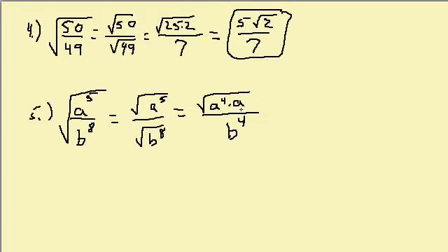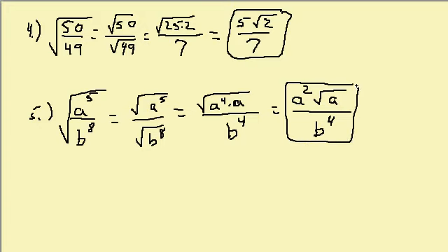And then up here in the numerator, well, 2 goes into 4 evenly, but 2 does not go into 1 evenly. This a here has an exponent of 1. 2 does not go into 1 evenly. So 2 goes into 4 twice, so this is going to be a squared, and then since a is not a perfect square root, it stays under the radical, over b to the 4th. And that's my final answer.